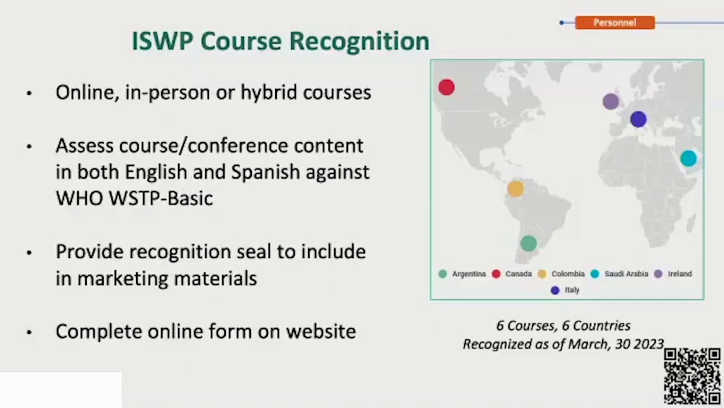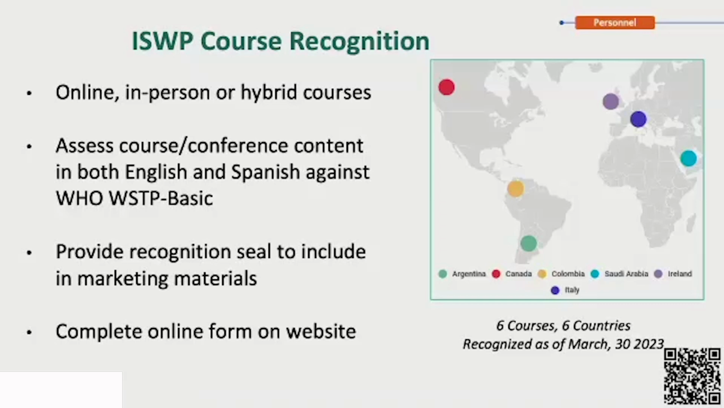So we talked about the certificate at the individual level, but we also have an opportunity for courses to be recognized. And recognized courses then can lead to a person becoming certified. So we have our course recognition program. This is also overseen by the Professional Standards Board, which helped us develop the rubric to assess these courses.